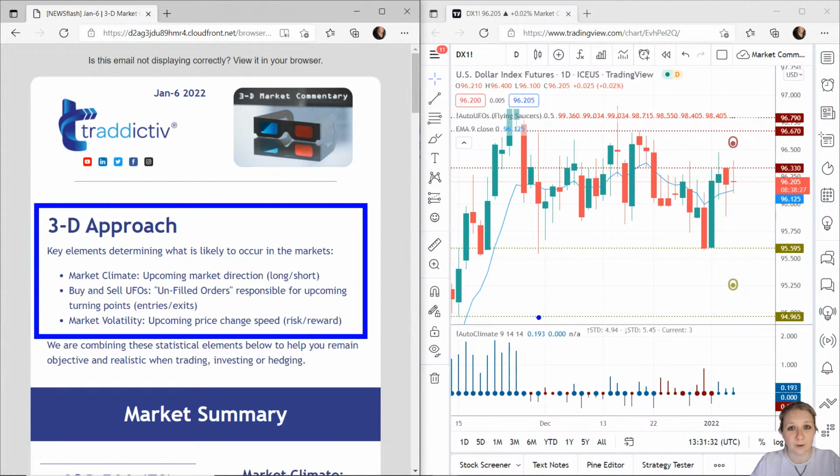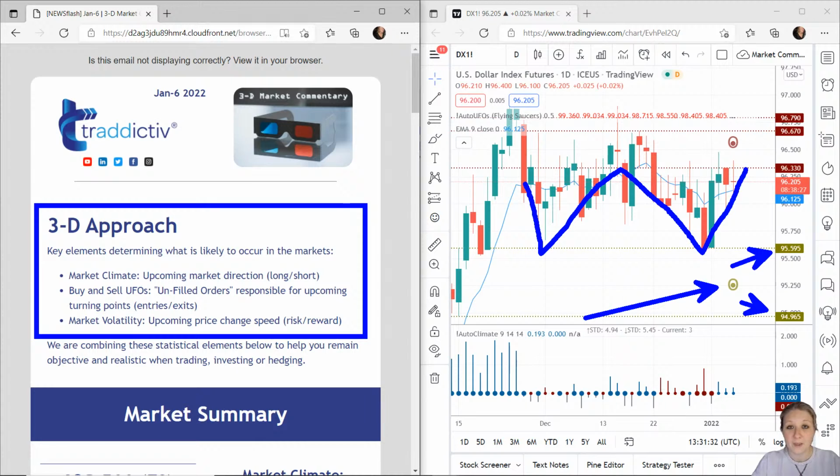It's called AutoUFOs. If we see these little green UFOs, they show us where the buyers are, and it tells us the prices, the range of price, where we find lots of these buyers. Now we want to know where these are because, as we can see with this one, price came into these buyers and was pushed up, came back into these buyers and was pushed up. That's what we expect buyers to do, is push price up. So we want to know where they are, and using an app that highlights to us where they are tells us where we should be more likely to be buying and selling.